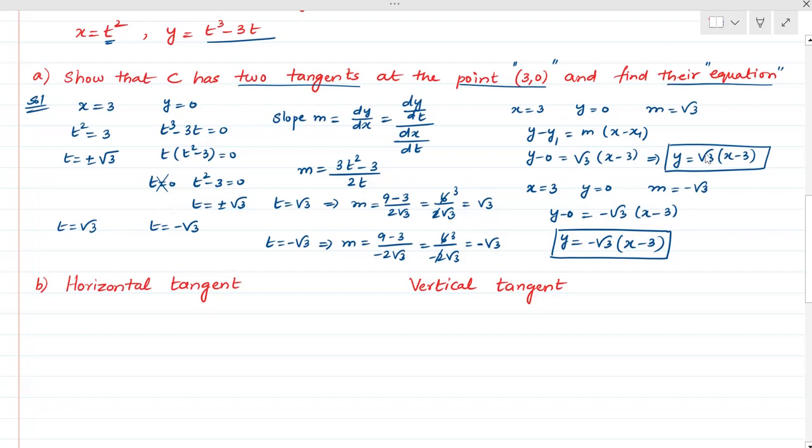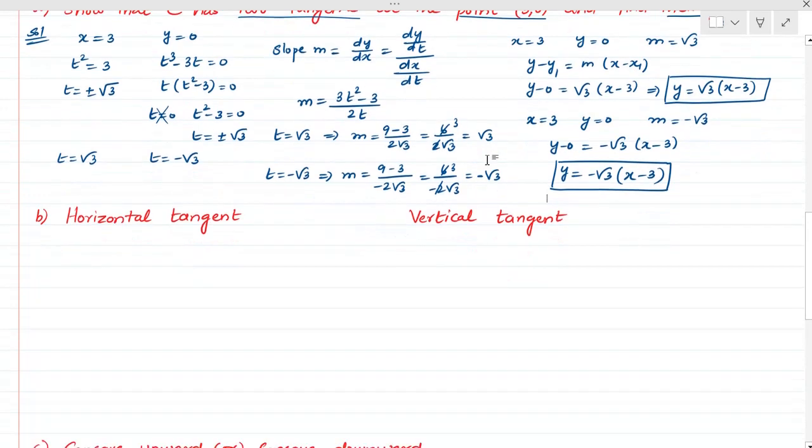So we have calculated the two tangents by using the point. This point has two tangents. The next question is asking about the horizontal tangent and vertical tangent. As we know from the beginning, the condition for the horizontal tangent is dy over dt must be 0, and dx over dt is not equal to 0.